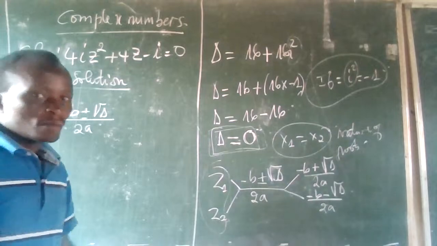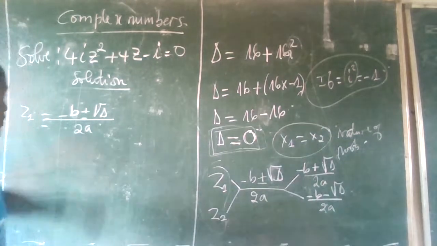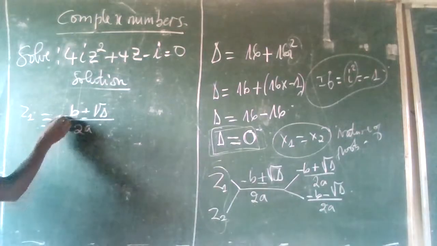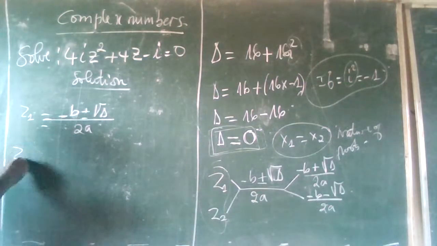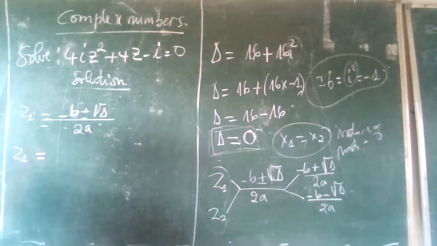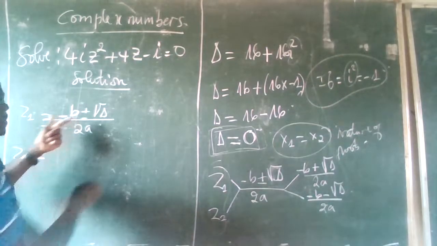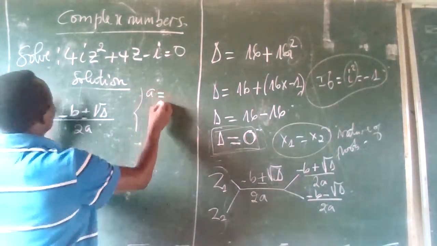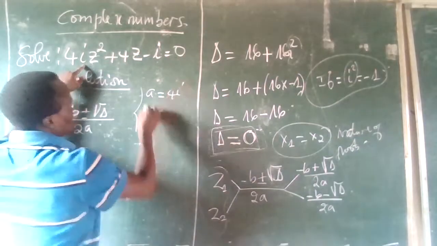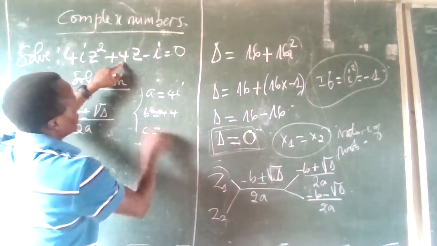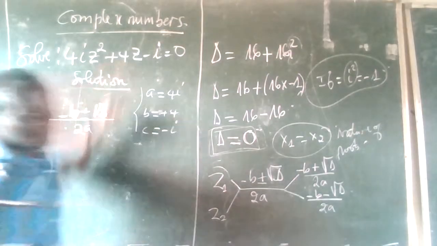Now, how should we find this? We are going to substitute our numbers in our formula. There we have Z1, which is equal to minus B. How was it minus B? This is A, which is 4i. This is B, it is plus 4. This is C, it is minus i.